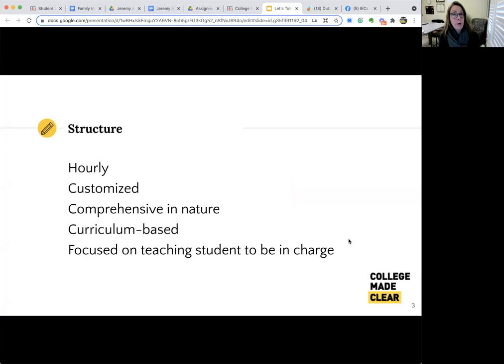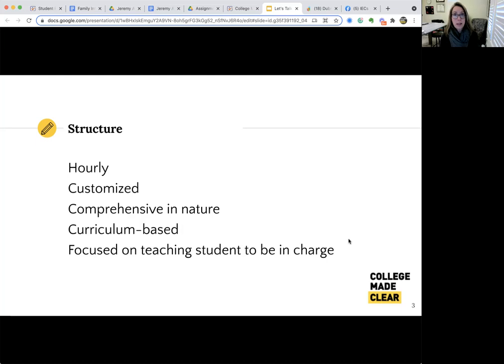My practice may or may not be similar to yours in that I am 100% hourly. I don't do packages. I customize my services based on the needs of the student and the family. It's still comprehensive in nature, which means I work from the very beginning of the relationship, and my commitment to a student is to the very end of the process. That's the ideal. It doesn't always happen that way, but that is how I start out with families, and that's what I ask them to commit to me as well.